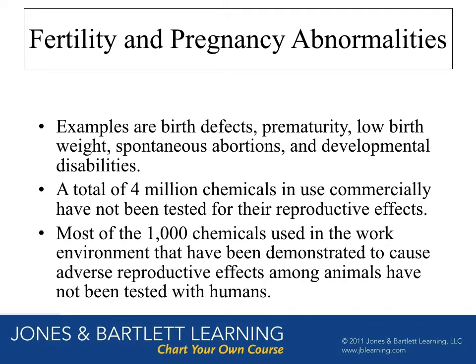Fertility and pregnancy abnormalities: we have a total of 4 million chemicals that are used commercially that haven't been tested for these effects. These affect particularly women of childbearing age, but also males with decreased sperm count or decreased viability of sperm, resulting in birth defects, premature birth, low birth weight, spontaneous abortions, and developmental disabilities. Most of the 1,000 chemicals, this is probably closer to 2,000 at this point, used in the work environment have been demonstrated to cause some kind of adverse reproductive effect in animals, but have not been evaluated in humans.